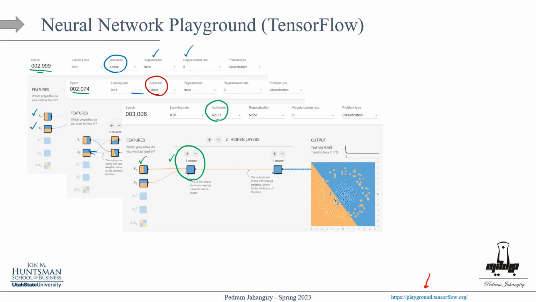Why? Because look at that. I'm using 3,000-ish epochs, still nothing. Even though the activation function was nonlinear, I'm not capturing that nonlinearity. And again, my loss function is very bad.